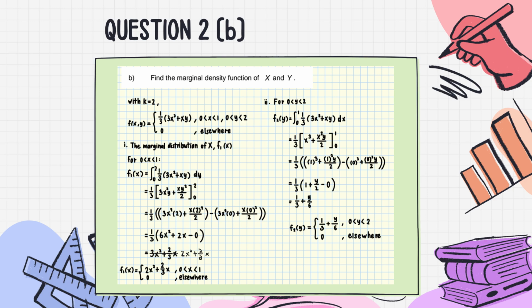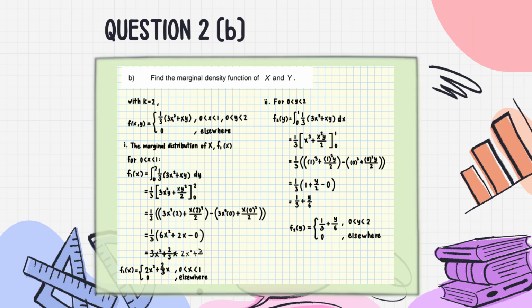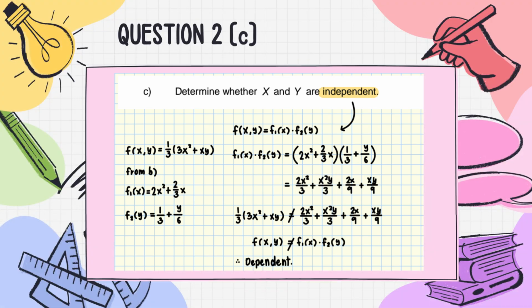After that, the marginal density of y is found by integrating out x. Substitute f(x, y), factor 1 over 3 out and integrate with respect to x, and then we get the marginal density function of y equal to 1 over 3 plus y over 6.